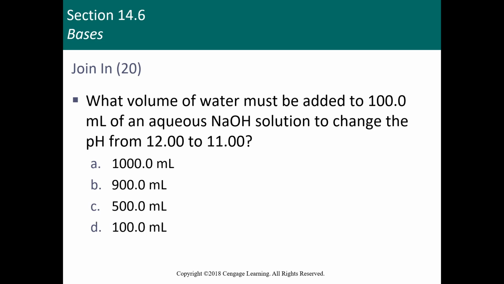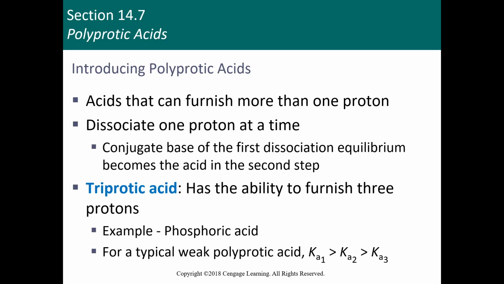What volume of water must be added to 100 milliliters of aqueous NaOH solution to change the pH from 12 to 11? Okay, again, don't forget that every pH unit is a factor of 10 change. So we're starting off with 100 milliliters. We need to get the total volume up to 1,000. Again, that's the total volume though, right? If you have 100 milliliters, to get to the total volume of 1,000, you need to add 900 milliliters.